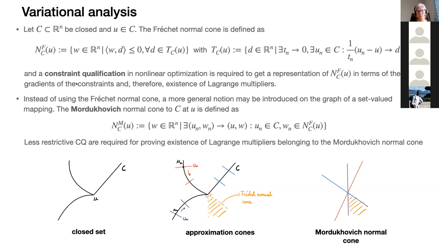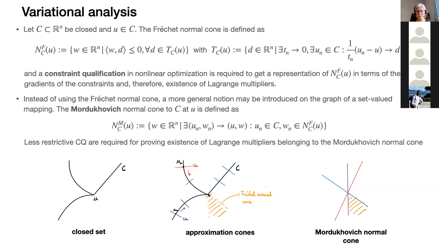So instead of that, what we use in this variational analysis framework is something more general, which is called the Mordukhovich normal cone. And the Mordukhovich normal cone doesn't only take into account normals to the tangent cone, but also approximations of the normal direction at the end through directions which belong to the Fréchet normal cone. So let me explain briefly in this plot here. We consider this point in this corner, and we have this set which consists of these three lines. And if we approximate this point through these lines in a tangent way, then we end up with something like this as a tangent cone.